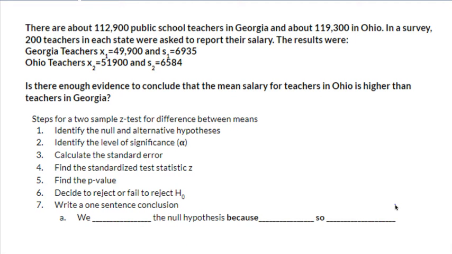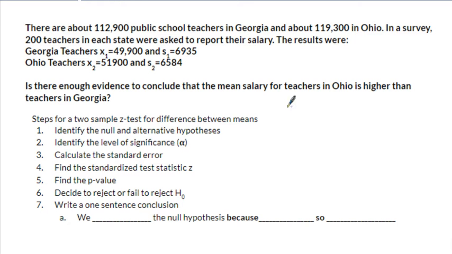So I will go through an example with you guys. Here we have some information about salaries for public school teachers in two different states, Georgia and Ohio. So we took a survey of 200 teachers in each state. We got their average salary and the standard deviation, and we're looking, is there enough evidence to conclude that the mean salary for teachers in Ohio is higher than teachers in Georgia? Okay, so here's our steps. Same process as last unit, it's just this time we're testing means instead of proportions.